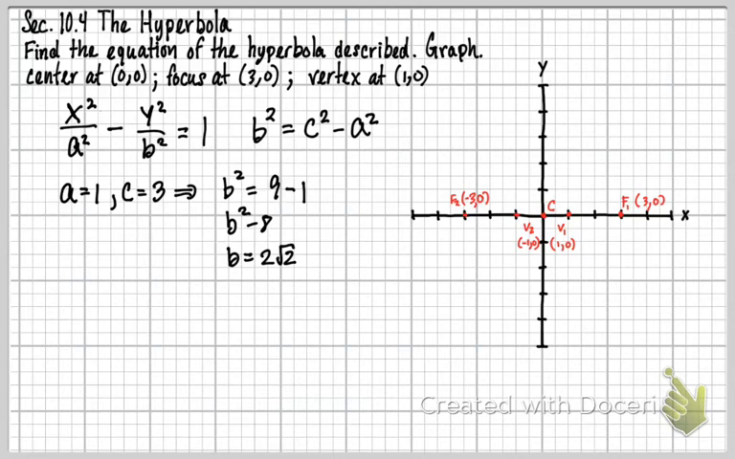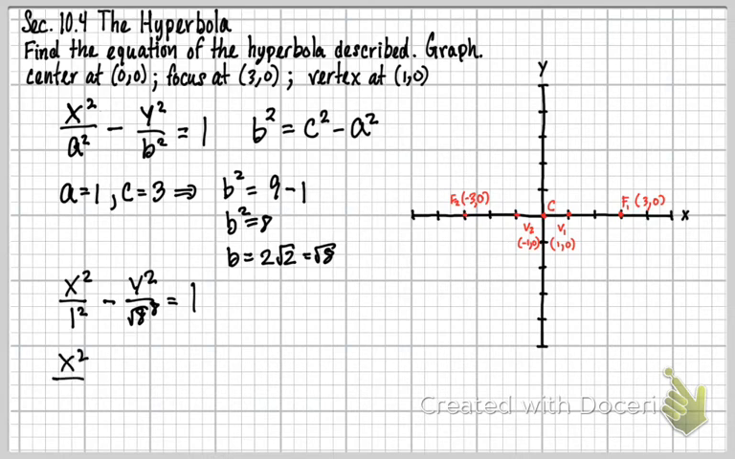I should have kept it as square root of 8. And I'll just rewrite that again. And the reason why is because I'm going to end up squaring it for the equation anyways, and that's one of the things I have to find. So then my equation is going to be x squared over 1 squared minus y squared over 8 square root of 8 squared. I'll just write that down for the time being.